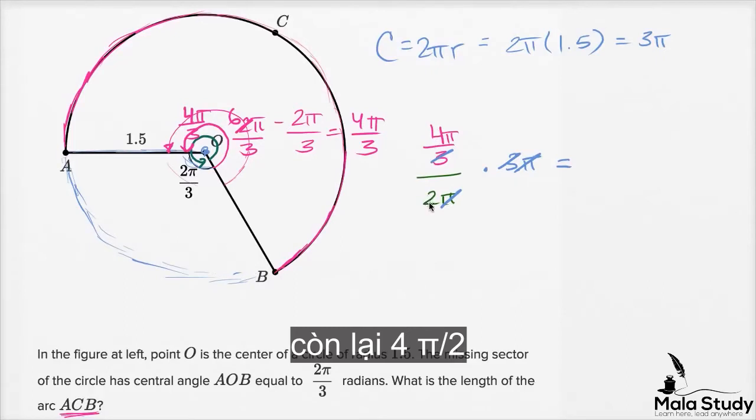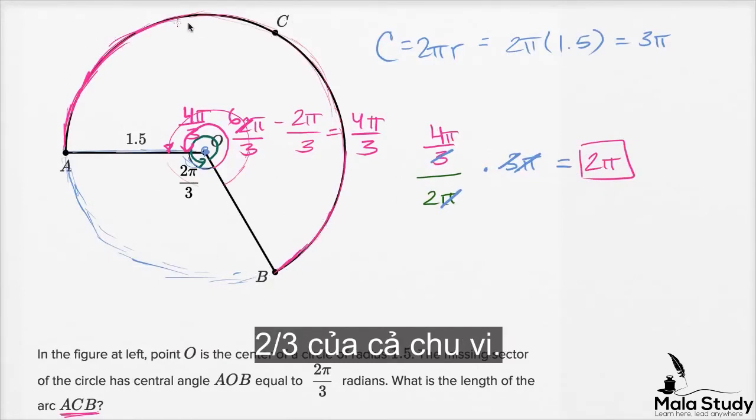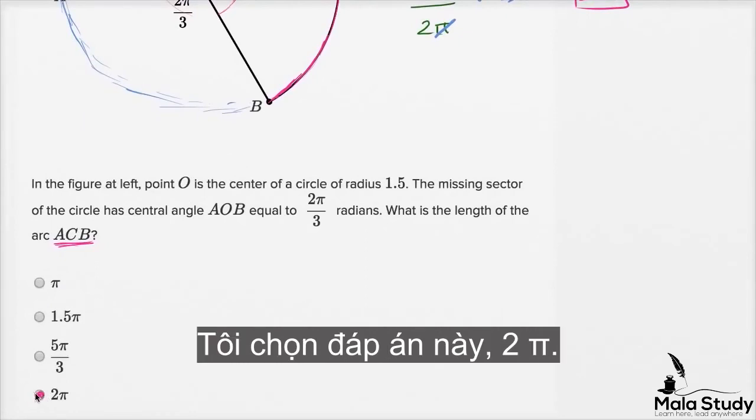4 pi divided by 2 is equal to 2 pi. So that's the length of this arc. So it's actually exactly 2/3 of the entire circumference. So let me just select that, 2 pi. And we're done.